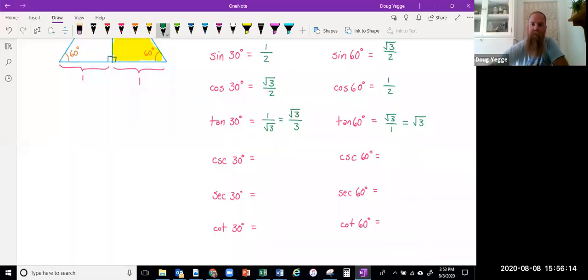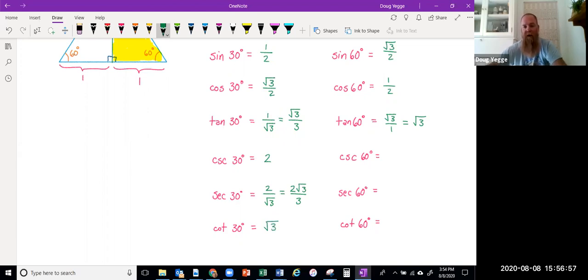So notice that cosecant is the reciprocal of sine, and so the reciprocal of 1/2 is 2. Secant of 30 is the reciprocal of cosine, so that's going to be 2 over root 3. But remember that we rationalize the denominator, which gives me 2 root 3 over 3. And finally, cotangent of 30 is the reciprocal of tangent, which really we could use either form, but it's easier to take the reciprocal of 1 over root 3, which means that cotangent of 30 is root 3.